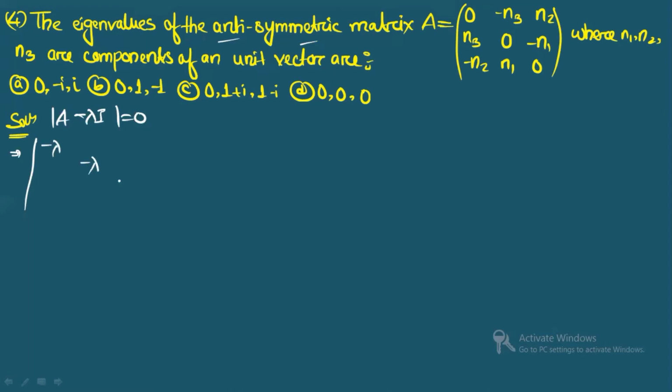Minus lambda in the principal diagonal elements. Other elements will be the same, right? So you will get this to be n2. This will be minus n1. This is n3, minus n2, n1. Okay, so this is equal to 0.